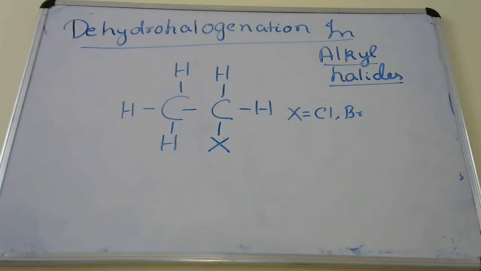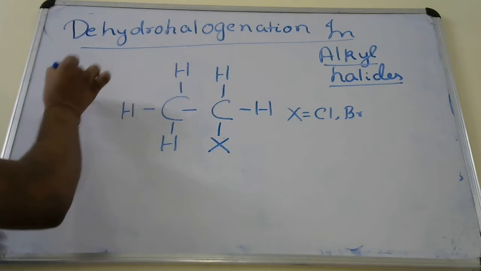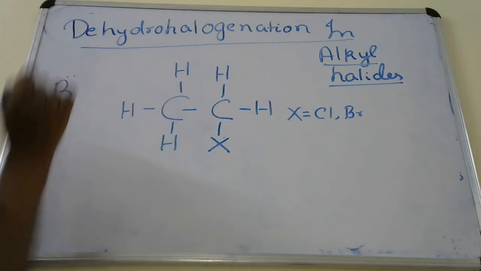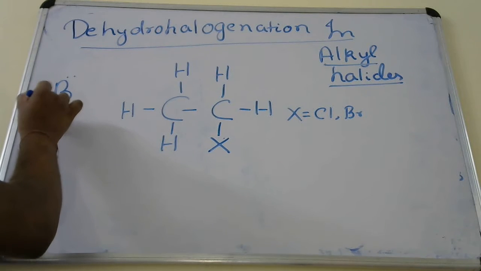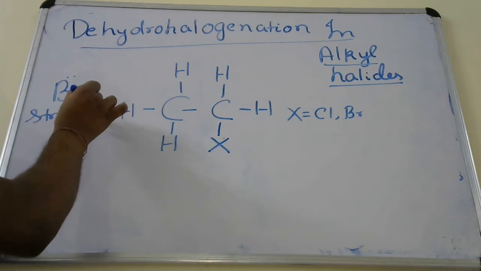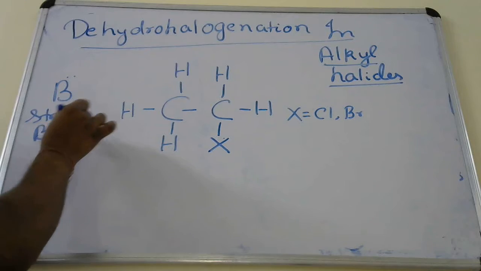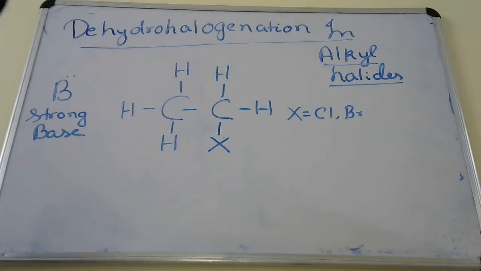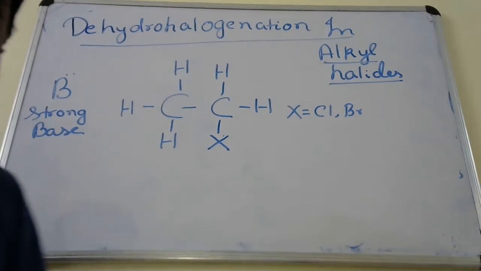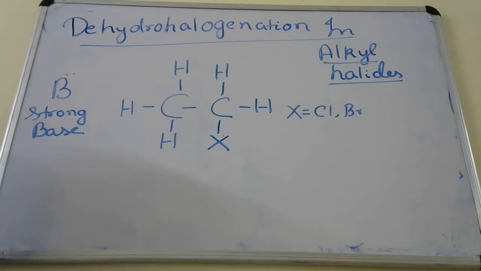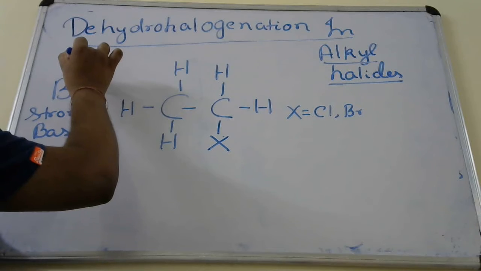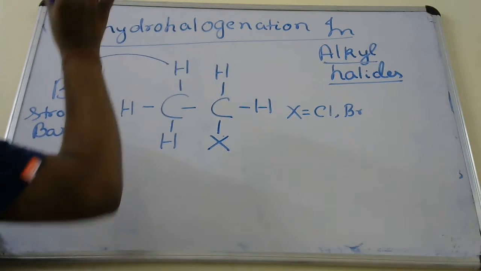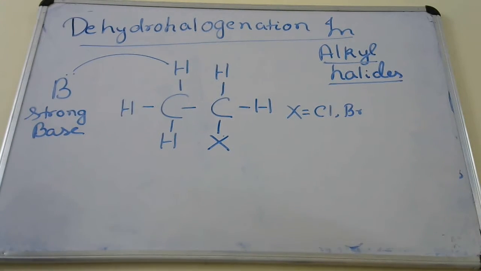Now, a strong base is provided to this alkyl halide. What will happen if a strong base is provided? What will this base do? The base will abstract a hydrogen. The base will take away a hydrogen.